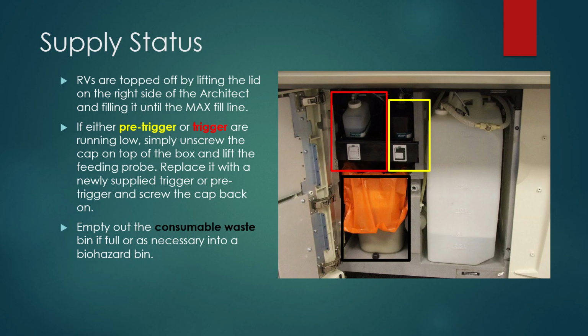If the trigger or the pre-trigger, which are color-coded here, the red is the trigger and the yellow is the pre-trigger, are running low, you just have to simply unscrew the top cap and replace it with a newly supplied bottle of trigger or pre-trigger. Now, if we're seeing that the waste basket is getting full, we'll just go ahead and pull it out and dump it into the nearest biohazard bin.